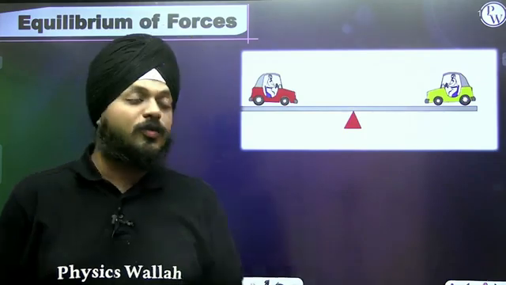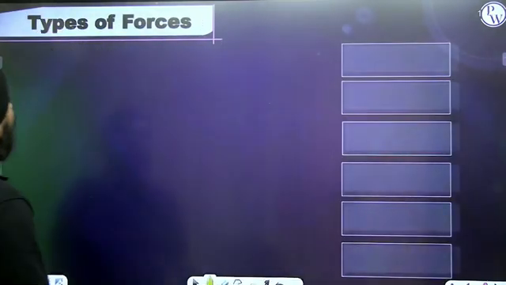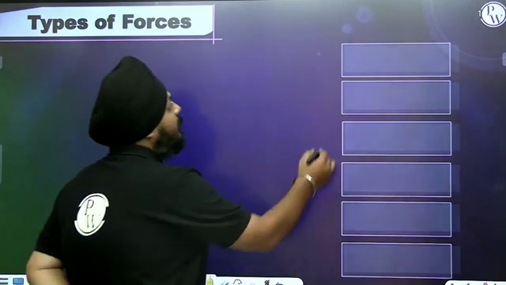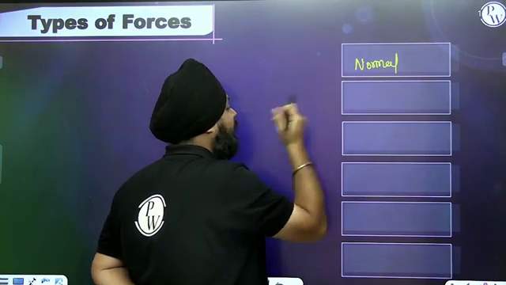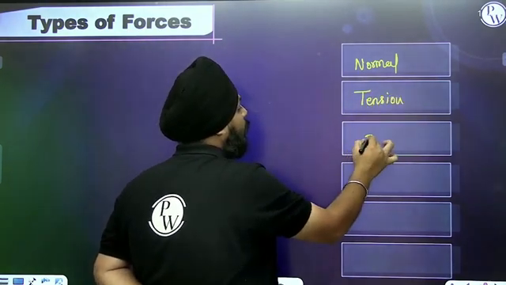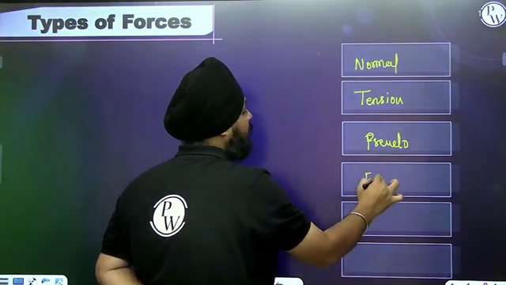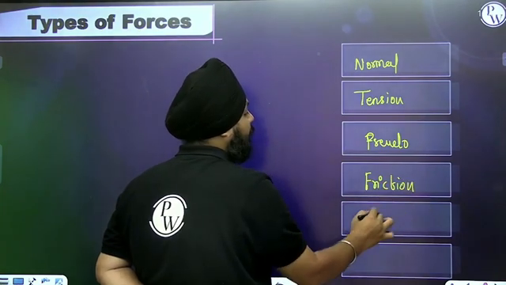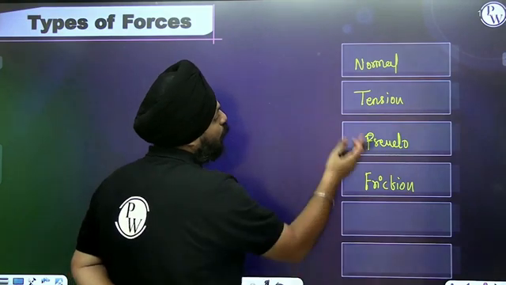In this chapter, lots of forces we are going to discuss. First of all, the normal reaction. After that, the tension. After that, the pseudo force. After pseudo force, we are going to discuss the friction. After friction, we are going to discuss this one, the spring force.